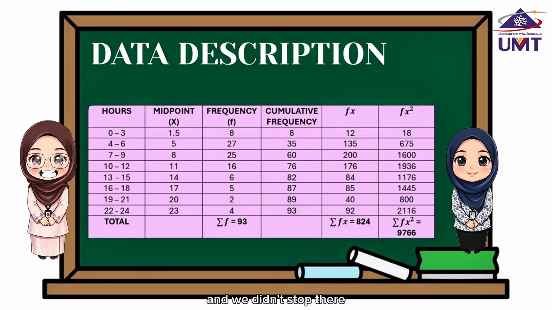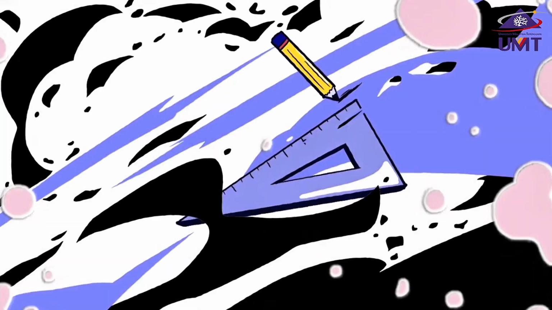And we didn't stop there. We also added 2 more columns, which are Fx and Fx squared. Why did we have to add those? Because those 2 columns are the keys to unlocking the mean and the standard deviation. Without them, we would just be guessing.